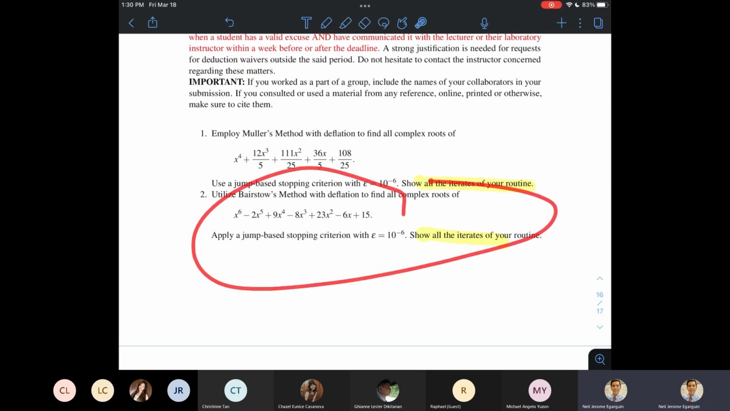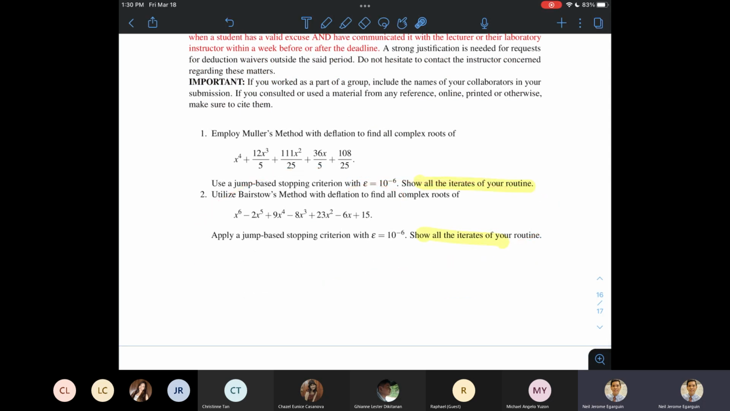So number 2, I guess it's straightforward yung Bairstow's. So at every step, you'll get 2 roots, alright? Tapos mag-deflate ka, magiging quartic siya. So kailangan mo uli mag-Bairstow's. Makakakuha ko uli ng quadratic, i-deflate mo uli siya, magiging quadratic. Pag naging quadratic na siya, ay quadratic formula.